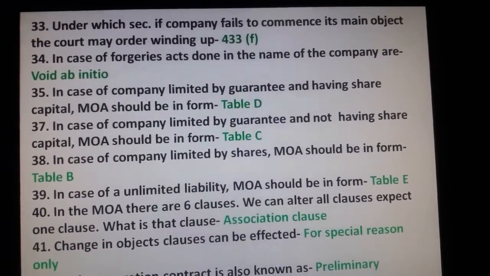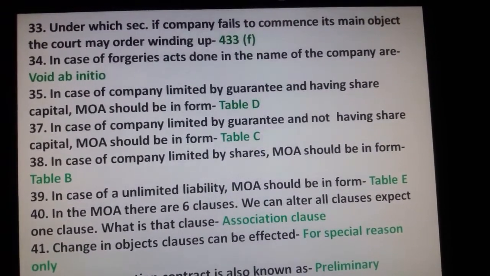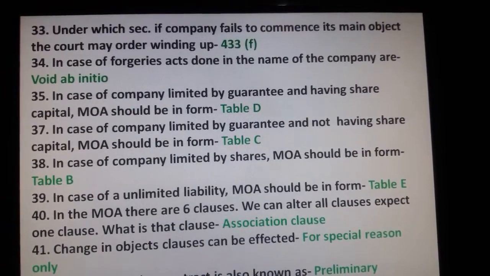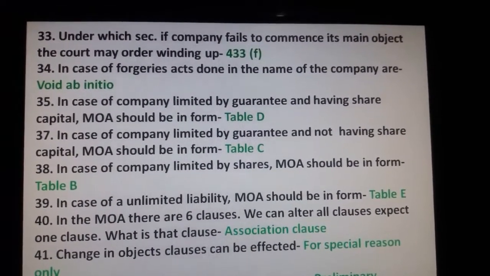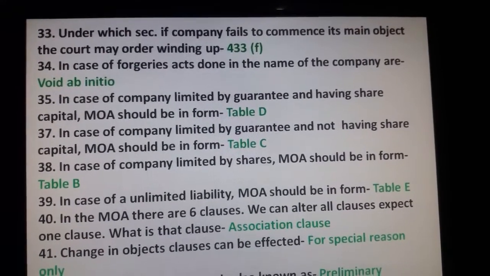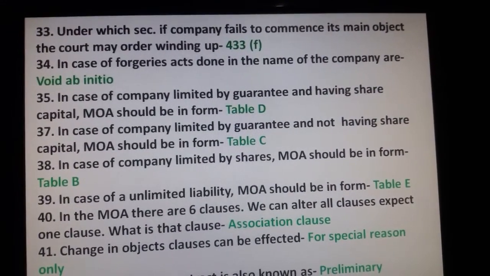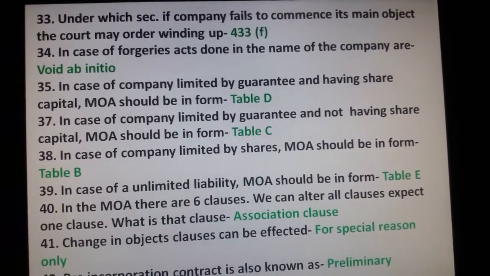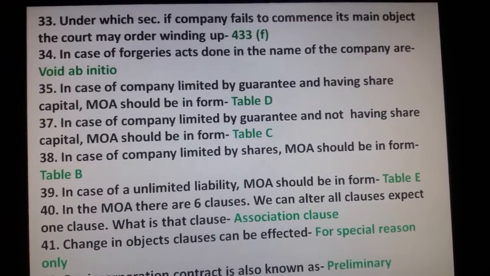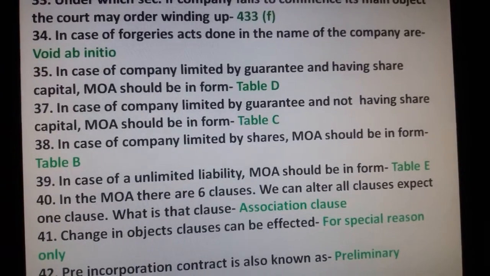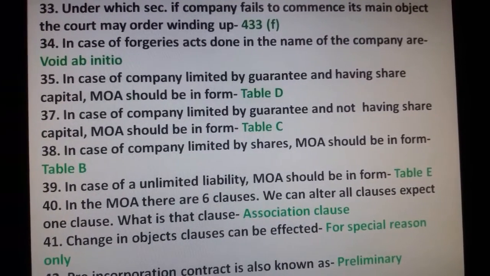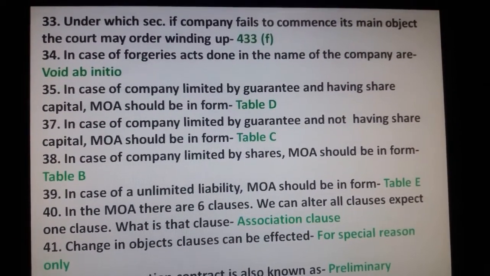In case of company limited by guarantee and having share capital, memorandum of association should be in the form of Table D. In case of company limited by guarantee and not having share capital, memorandum of association should be in the form of Table C. In case of company limited by share, memorandum of association should be in the form of Table B. Question number 39. In case of unlimited liability, memorandum of association should be in form of Table E.